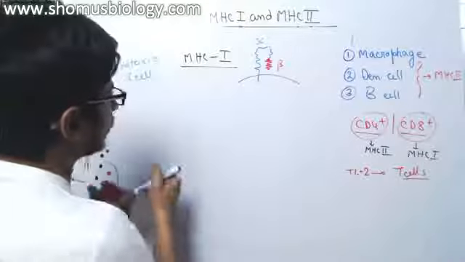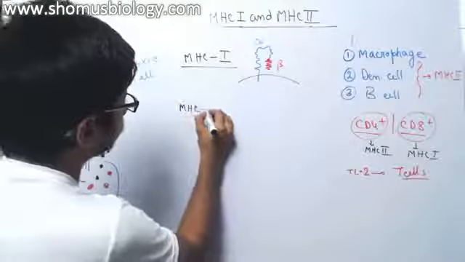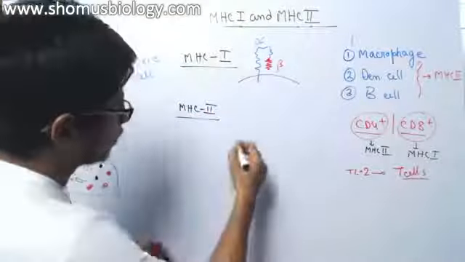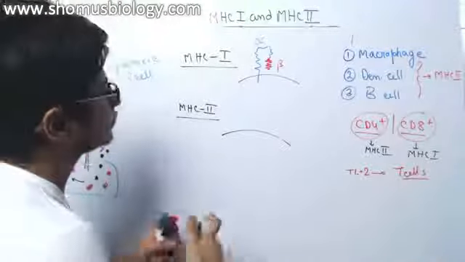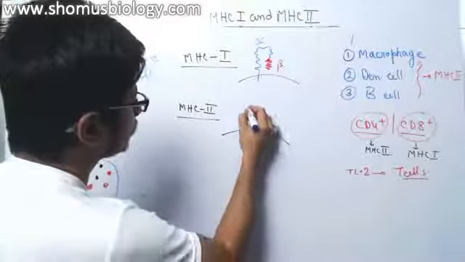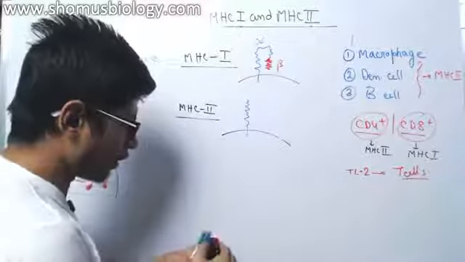But if you look at the structure of MHC class 2, here we have a proper alpha chain along with a proper beta chain.